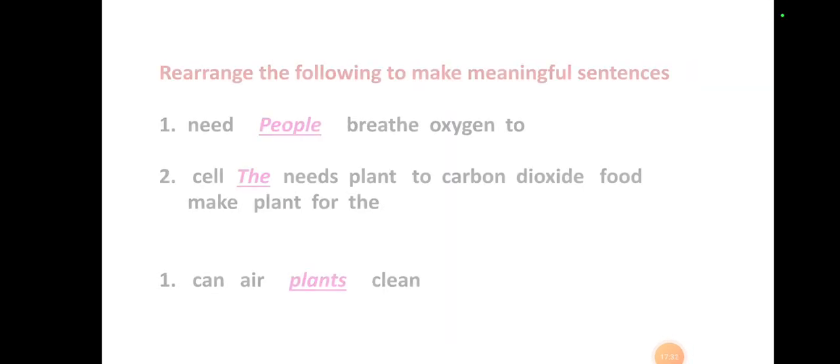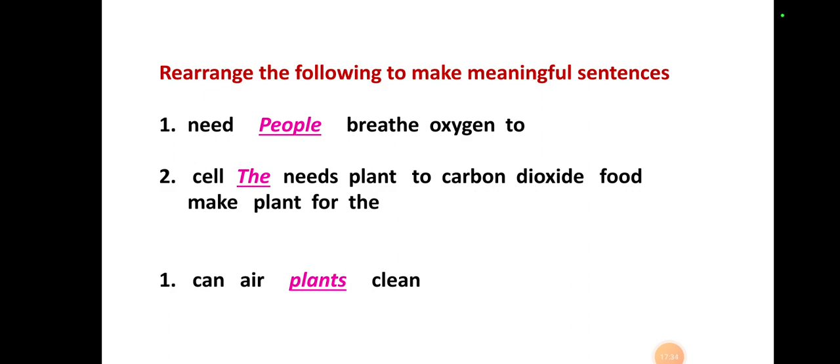And now we have here another exercise. Rearrange the following to make meaningful sentences. We have here some words and you have to rearrange them to make correct and meaningful sentences. Number 1, need people breathe oxygen to. Can you put these words in order? Can you rearrange these words?